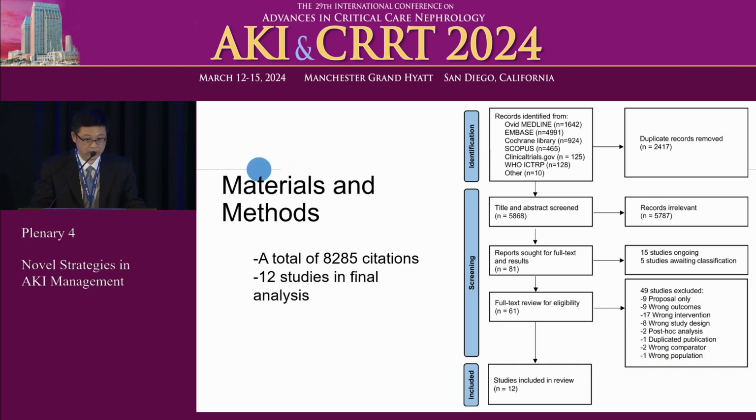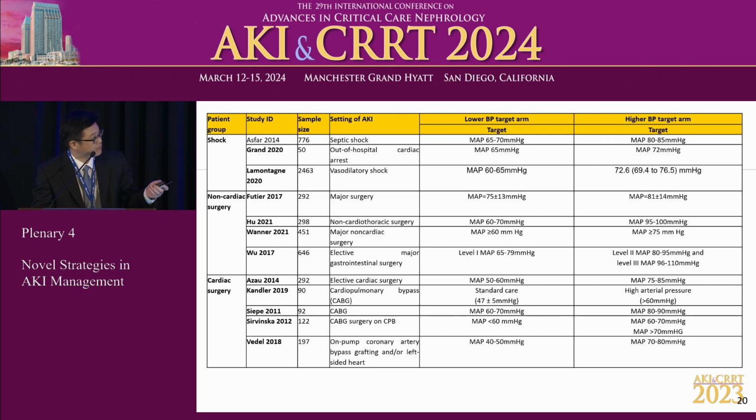In this study, we screened more than 8,000 publications, and we came up with 12 studies in our final analysis. As you can see, we divide the studies into 3 major groups: the shock state, non-cardiac surgery, and cardiac surgery. Most of the patient population is in the vasodilatory shock state, comprising more than 3,000 cases. And this is the lower target pressure and higher target pressure.